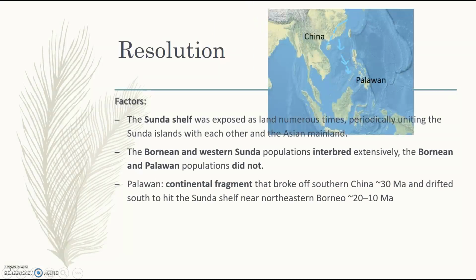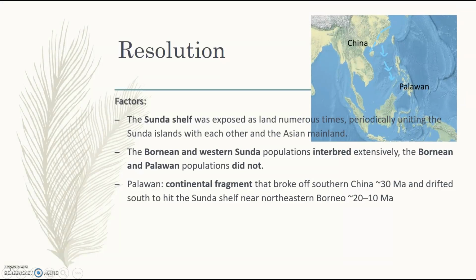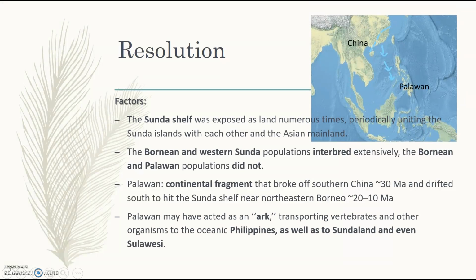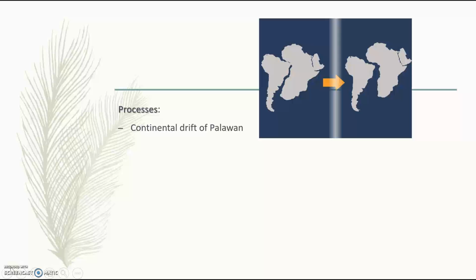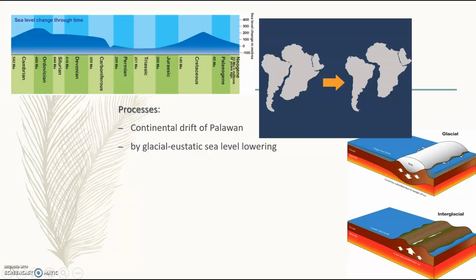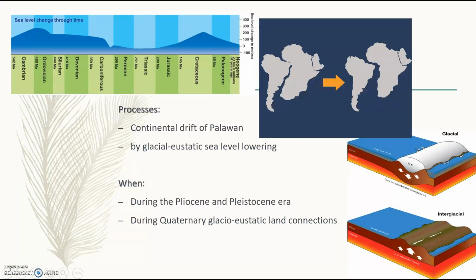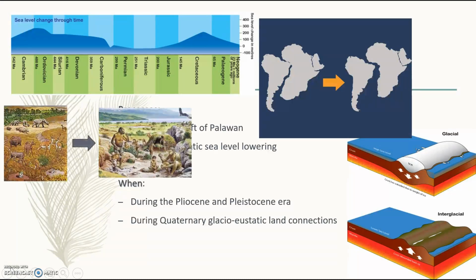Palawan was also initially a continental fragment that broke off southern China and drifted to hit the Sunda shelf. Palawan also acted as an arc to transport vertebrates and other organisms to the oceanic Philippines, as well as Sundaland and even Sulawesi. So the processes involved in this article are the continental drift of Palawan and also the glacial eustatic sea level lowering. So when did this happen? It happened during the Pliocene and Pleistocene era, and also during Quaternary glacial eustatic land connections.